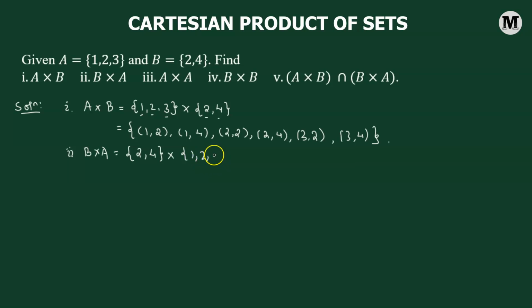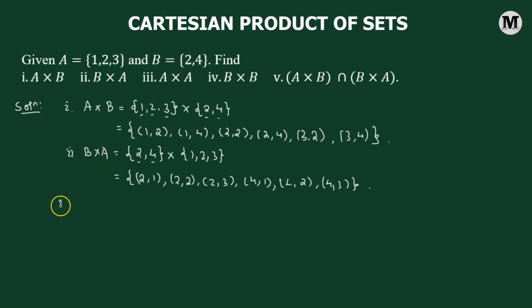So set A has got three elements, 1, 2, and 3. So we'll take the first element of set B, so that's 2, and form an ordered pair with each of the three elements of the second set A. So we have 2, 1. Next we have 2, 2. Then we have 2, 3. Next, we're going to pick up the second element of the set B and form a Cartesian product with the three elements of set A. So we have 4, 1, 4, 2, and we have 4, 3. Fine. So we have now obtained the Cartesian product of set B with A.